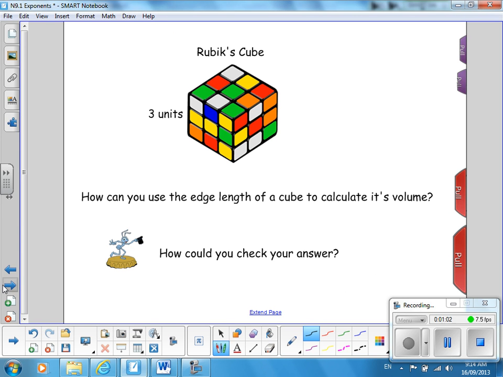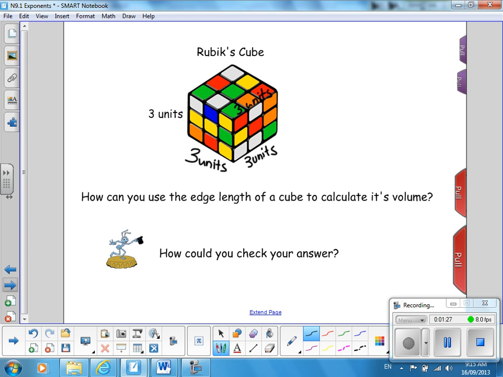A Rubik's Cube. What do we know about a Rubik's Cube? Hopefully you recognize that all side lengths are 3 units. And so that's why it is called a cube. All sides have the same measure. So 3 units no matter which way we go.